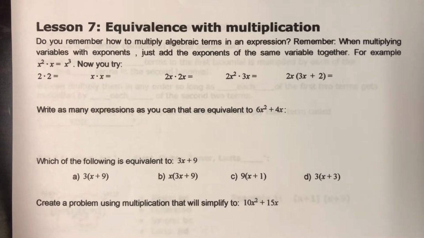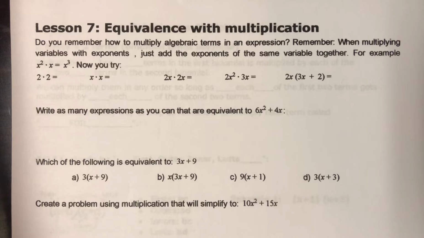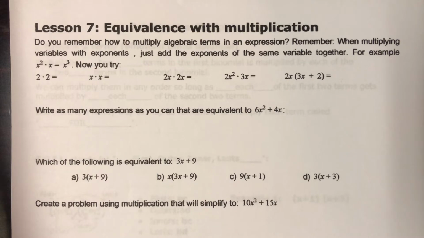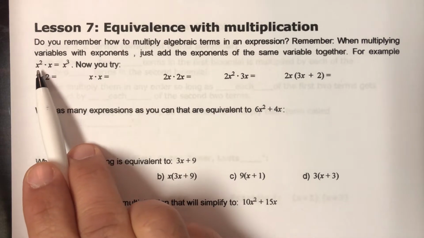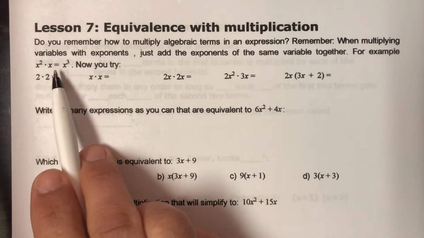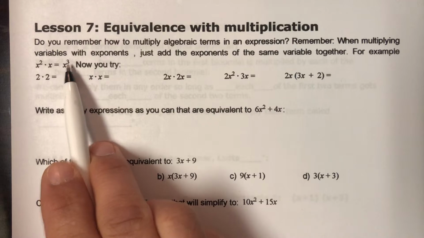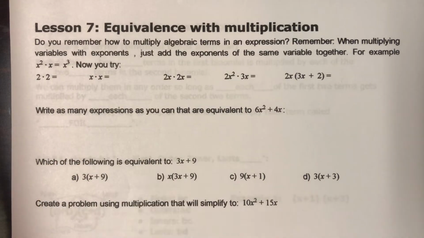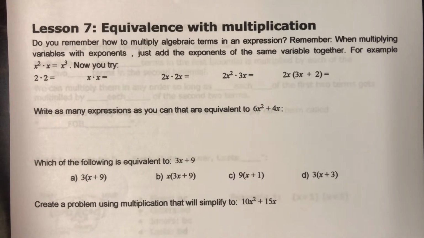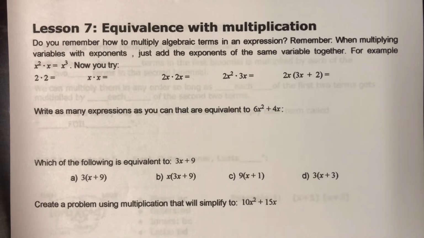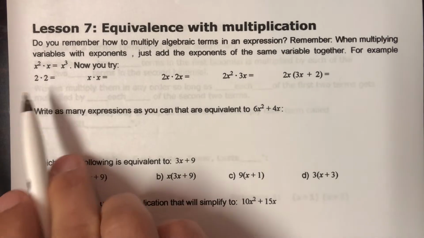So, do you remember how to multiply algebraic terms in an expression? Remember, when you're multiplying variables with exponents, just add the exponents of the same variable together. For example, we have here x squared times x is equal to x cubed, okay? Not 3x, not 2x, nothing like that. So you're just adding the exponents together. So pause the video and try these problems.